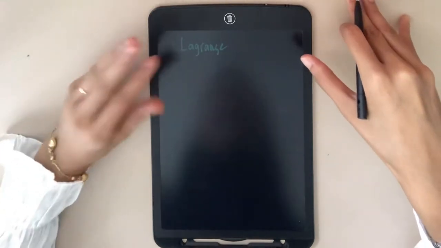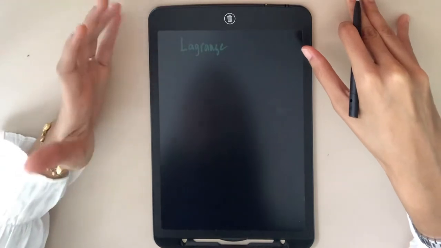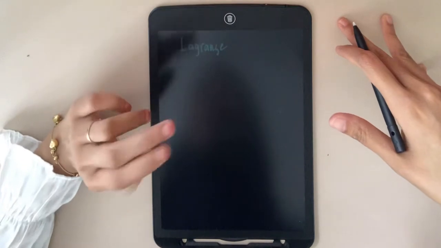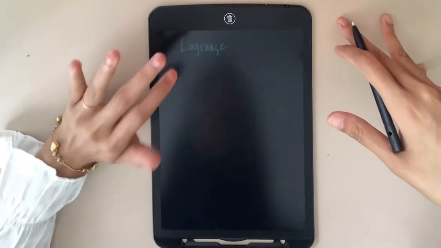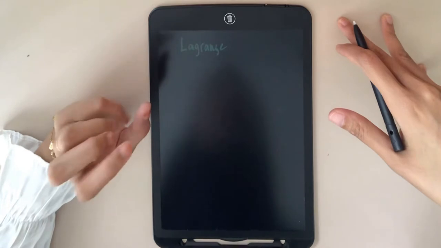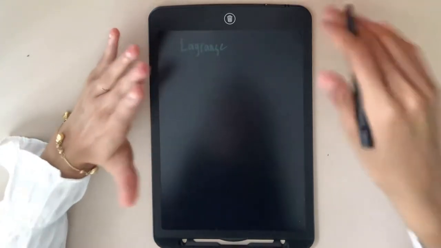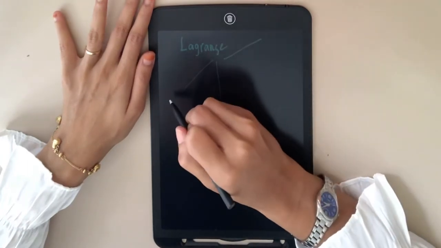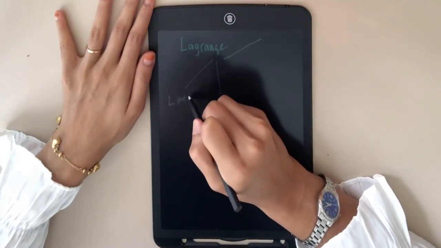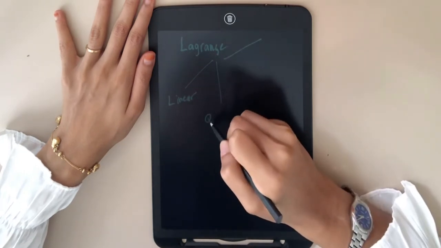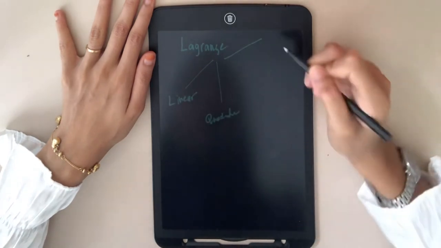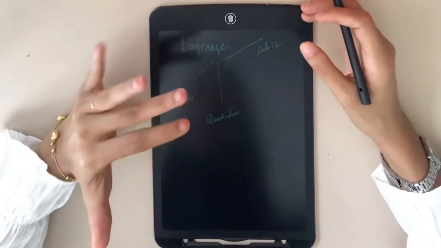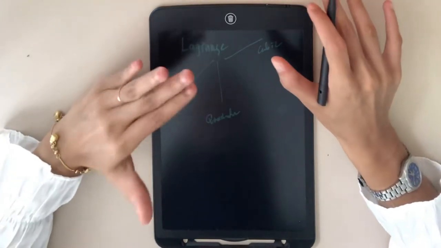Basically, the concept of Lagrange is similar to Newton's. What I mean here is they also have what we call types, which is we use this Lagrange method to find the linear equation, quadratic equation, and also cubic. So basically, the idea of linear, quadratic, cubic is similar to Newton's.